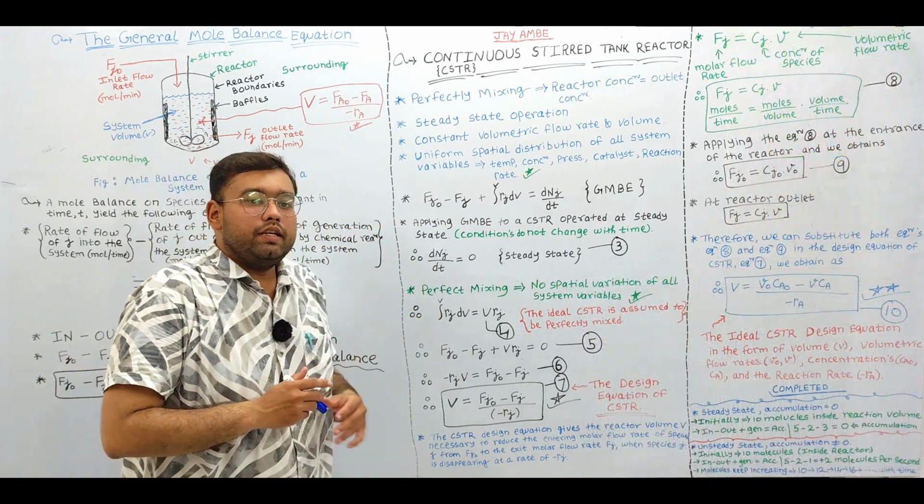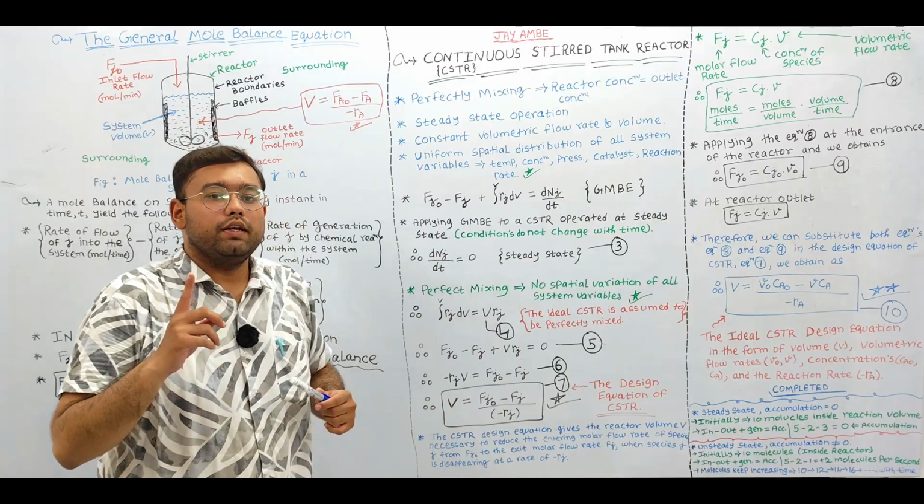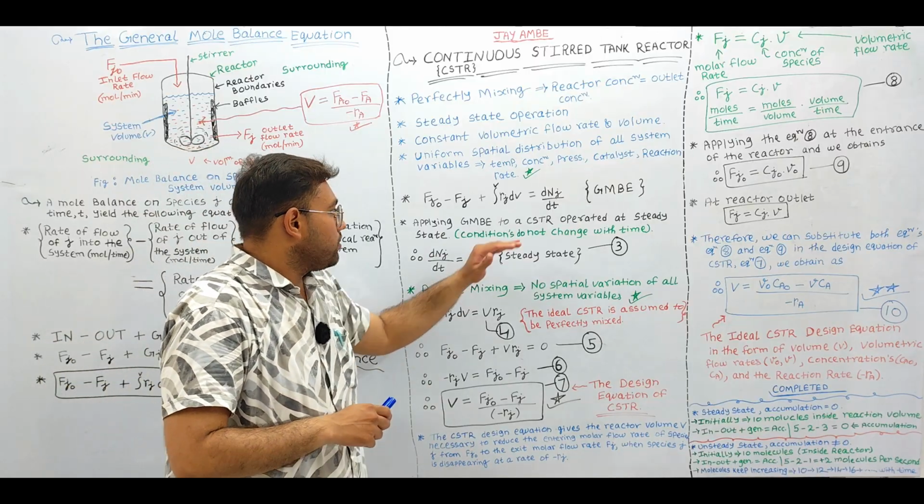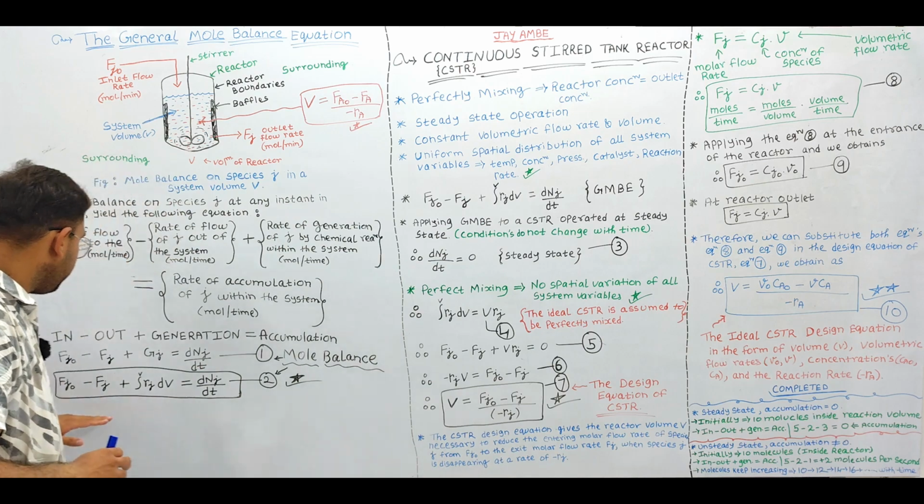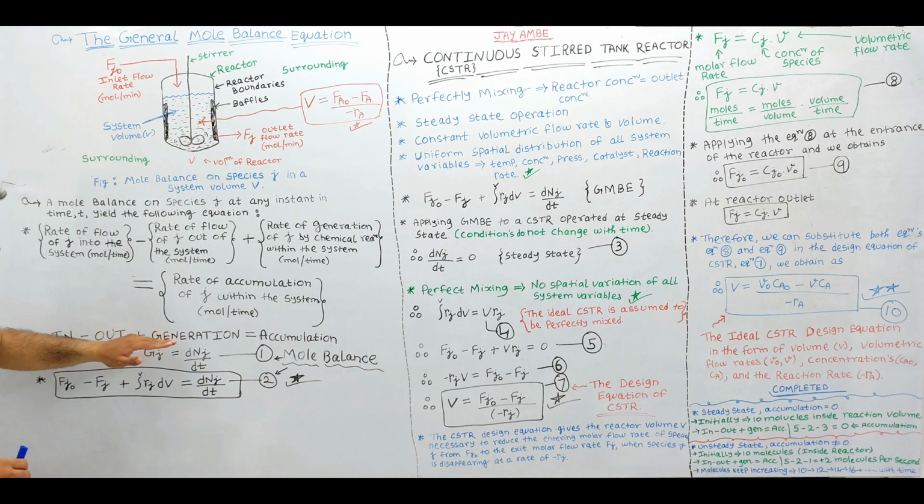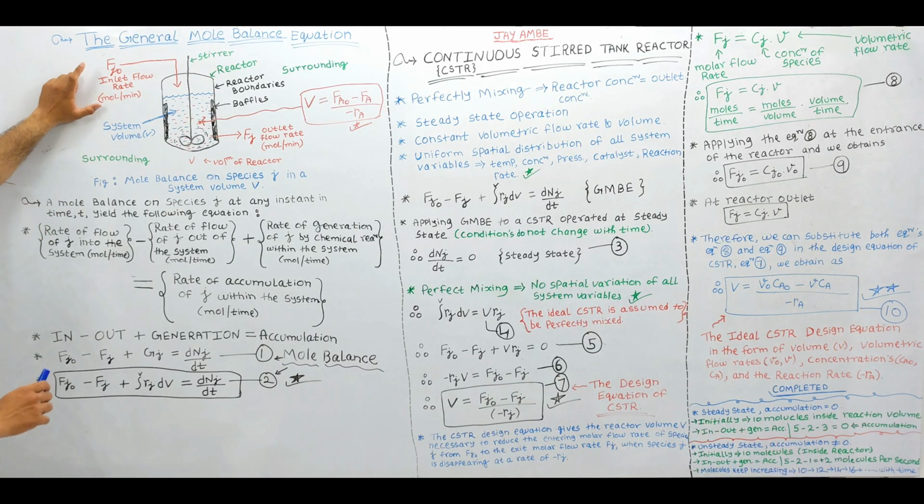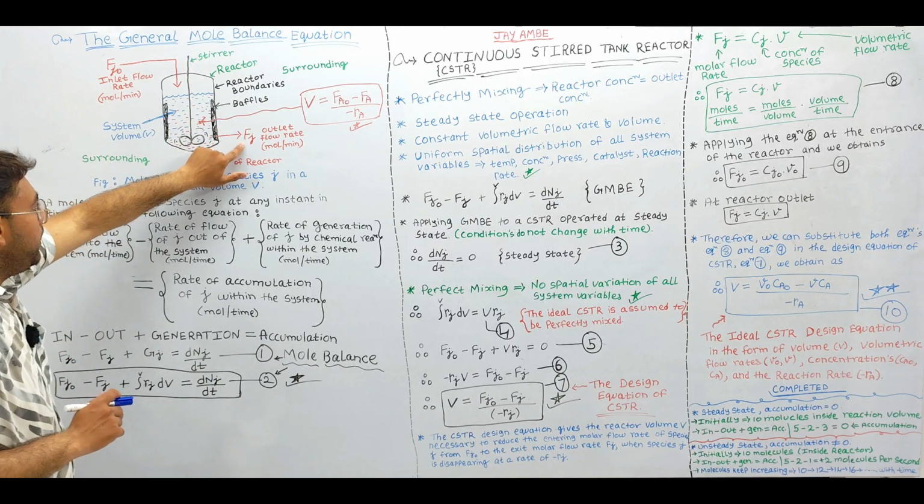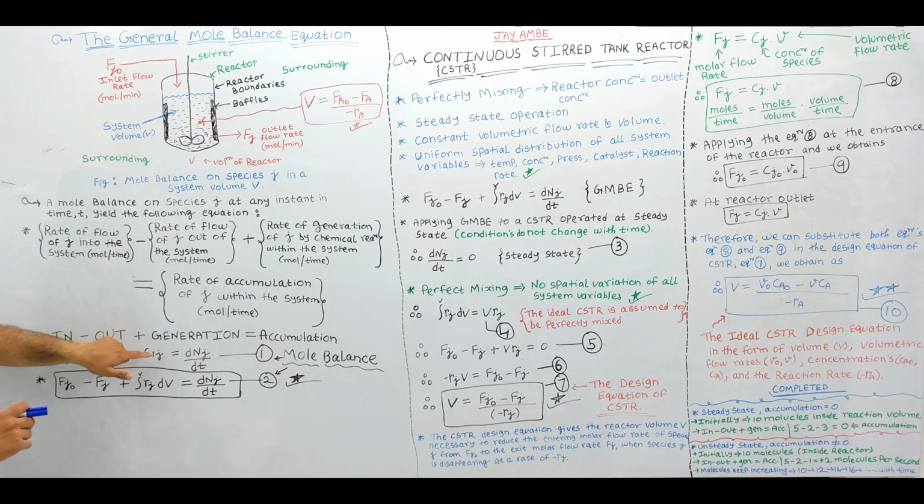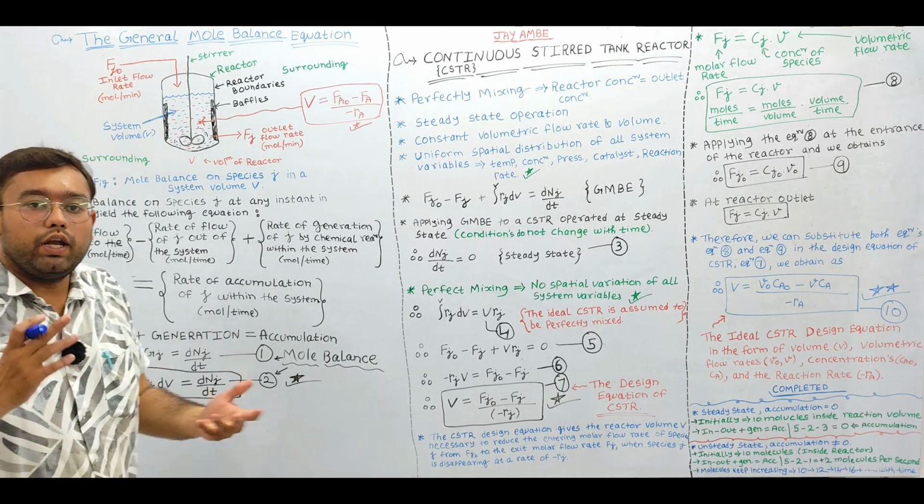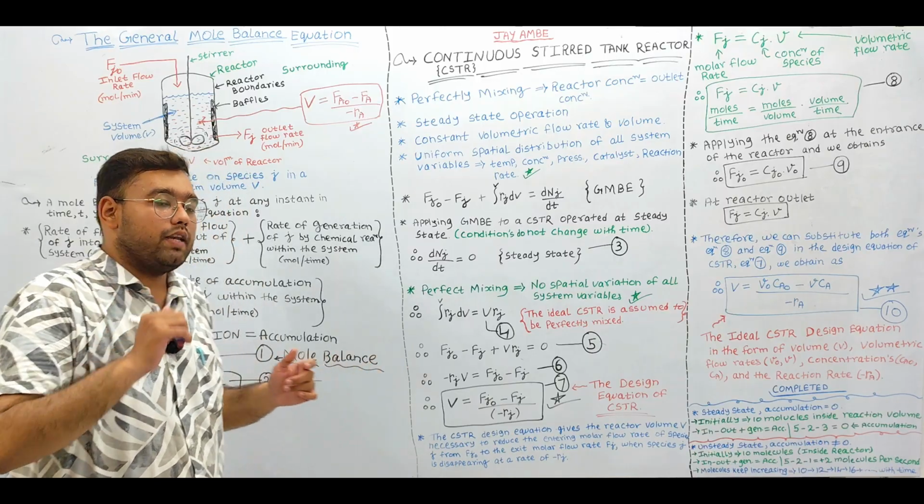By utilizing the general mole balance equation, we'll derive the design equation of the CSTR. So we are writing the general mole balance equation: in minus out plus generation is equal to accumulation. Inlet is identified by Fj naught, minus outlet, represented by Fj, plus the generation term Gj is equal to dnj by dt. We derived the general mole balance equation in the previous lectures. If you want to recall, please watch the previous lecture.